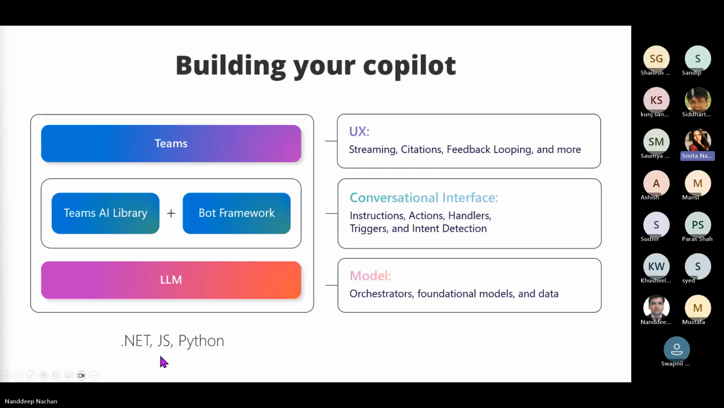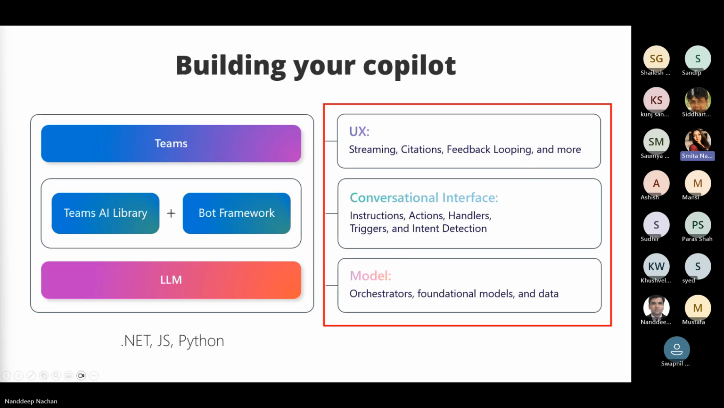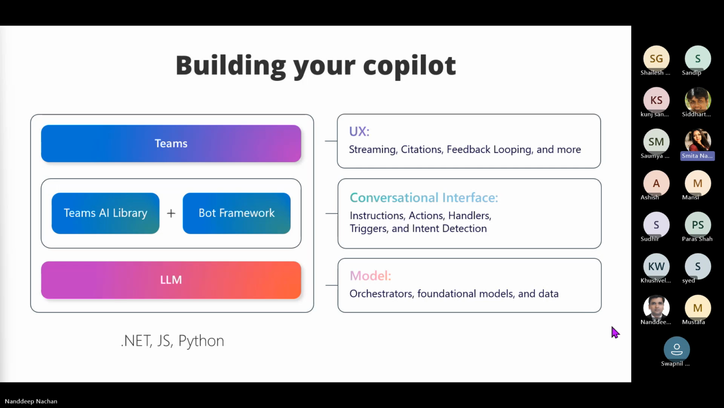Let's go with its functional layers. So first is the UX, second is the conversational interface, third one is the model. Let's go one by one through these functional layers. So when it comes to the UX, the first one is streaming, so it enables the real time continuous interactions, allowing the responses to load as they are generated rather than waiting for the complete response. When it comes to the citations, it provides the sources for the copilot responses, helping to build trust by linking back to the original data as well as the documents.